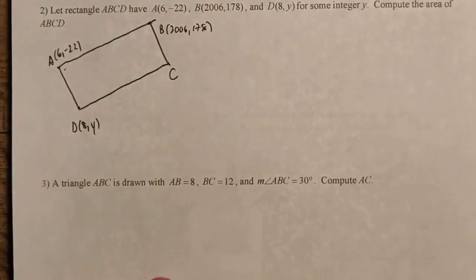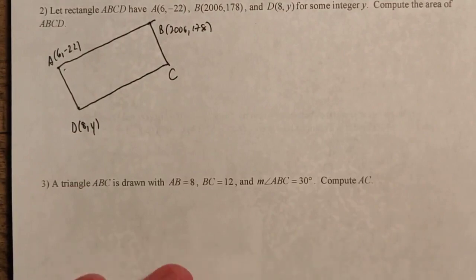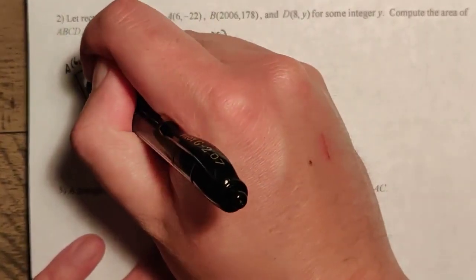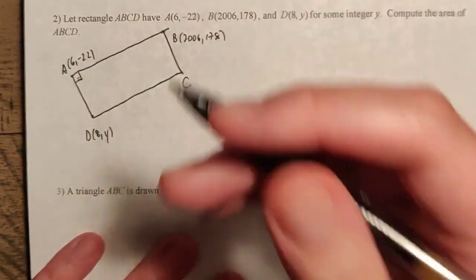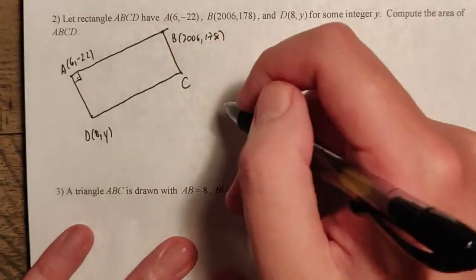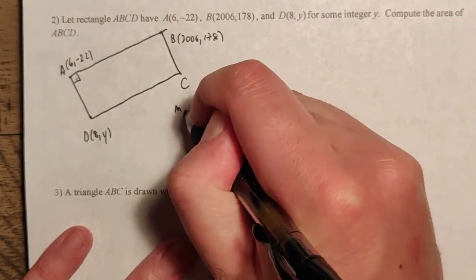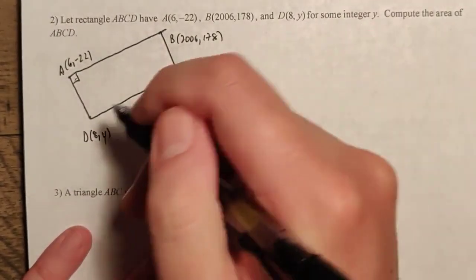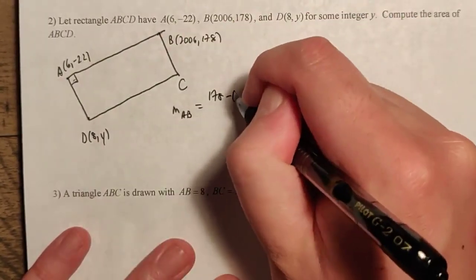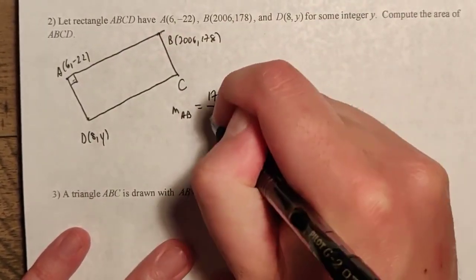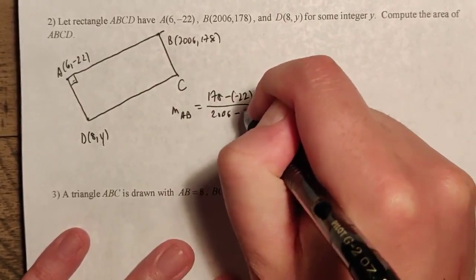So now let's try to figure out what's going on here. Knowing that this is a rectangle, we know that all the angles are right angles. So that means in particular, this is a right angle here. So we can use that to calculate the value of y, right? In this case, we can look at the slope of the sides. So for instance, the slope of AB, we can just go ahead and calculate this. There's going to be 178 minus the other y coordinate, which is -22, all over 2006 minus 6.